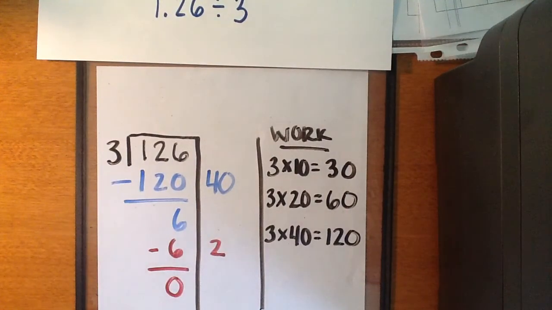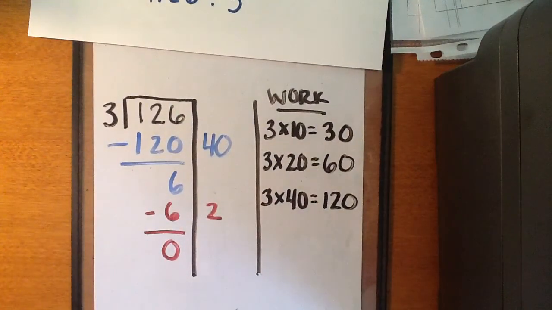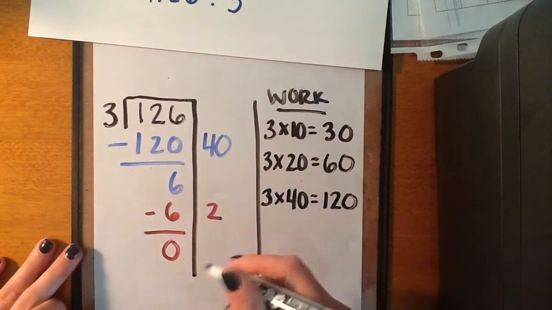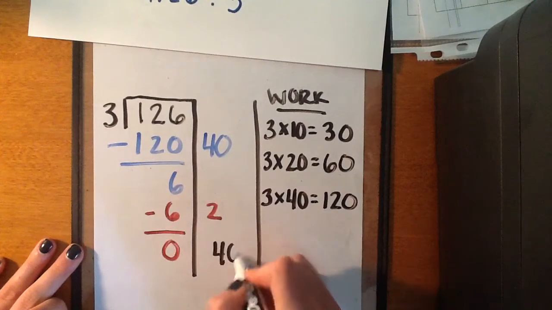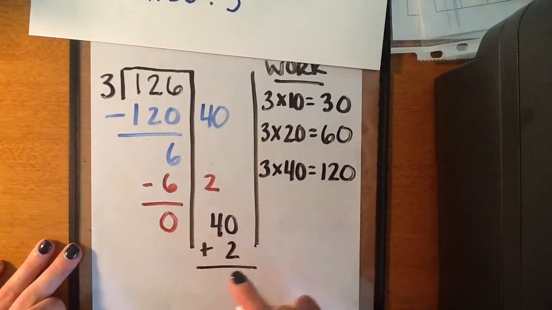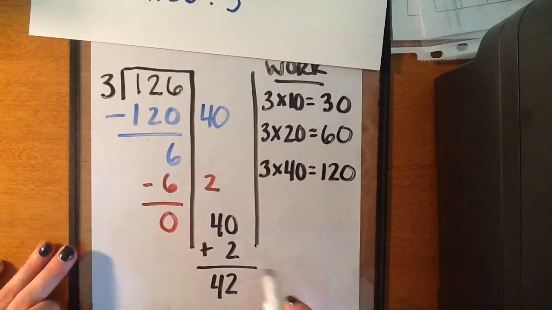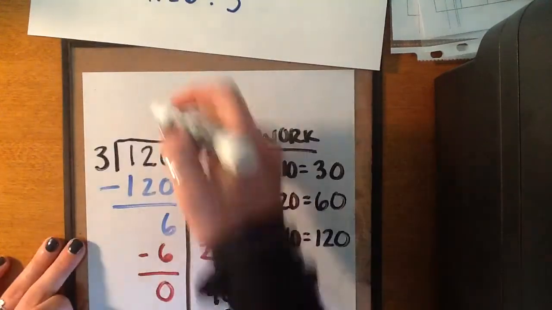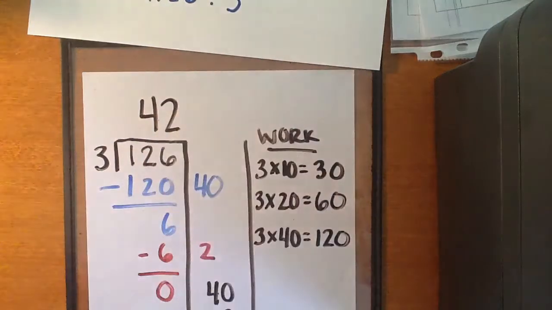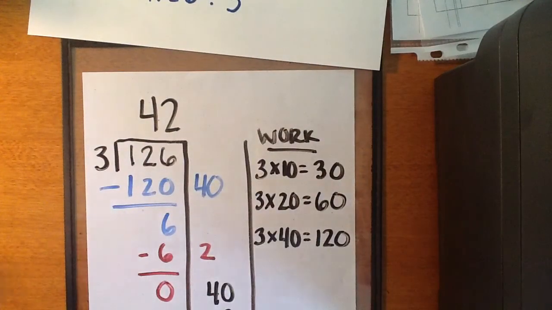So in order to get my quotient, which is the answer to the division problem, I have to do 40 plus 2. So I like to rewrite it to line up my place values. 0 plus 2 is 2. 4 plus 0 is 4. So my quotient is 42, right? We only have $1.26, and now each person is going to get $42 randomly. That doesn't make any sense.